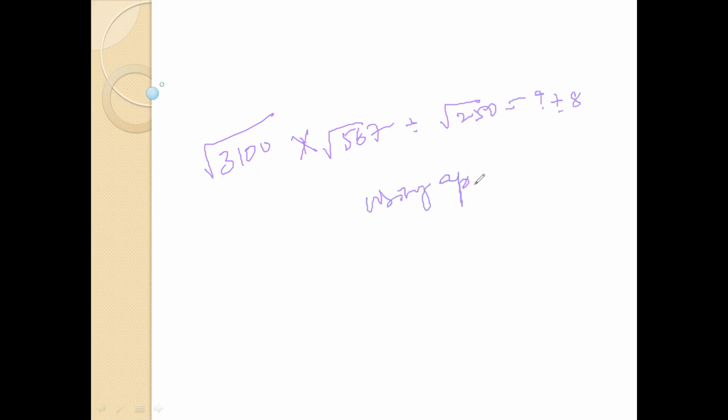Next, another form of the question is square root of 3100 into square root of 567 divided by 250 equal to question mark divided by 8, using approximations. Using approximations means you take approximate values. Solve this problem.